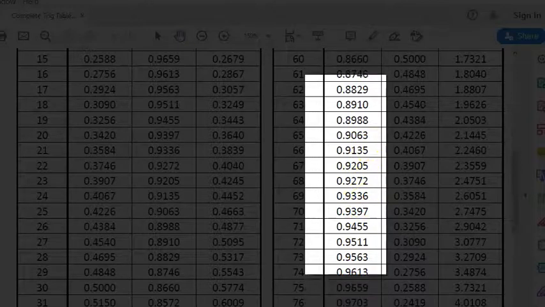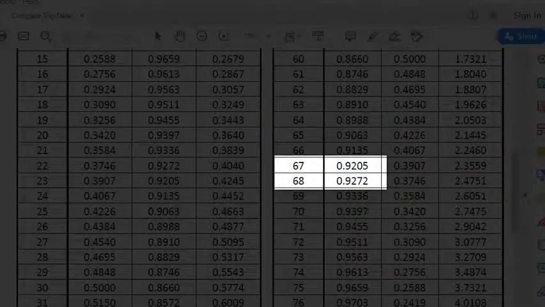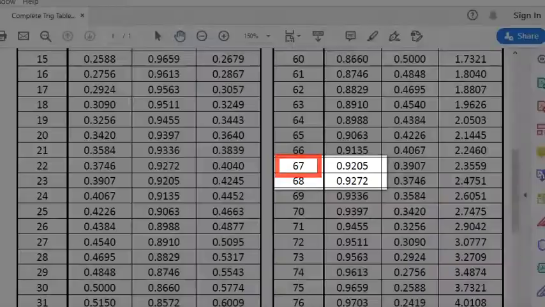And right around there, you will see that we, of course, don't hit 0.9231, so we're going to try to find the one that's closest to it. And I believe the one that I think is closest to it is 0.9205, so that's the one I'm going to go with. And if I slide to the left, I see that the answer should be 67 degrees. Let's give it a shot and see if we're right.